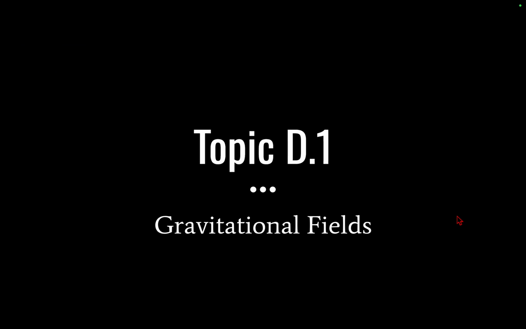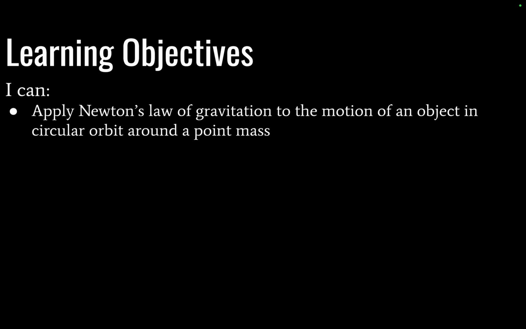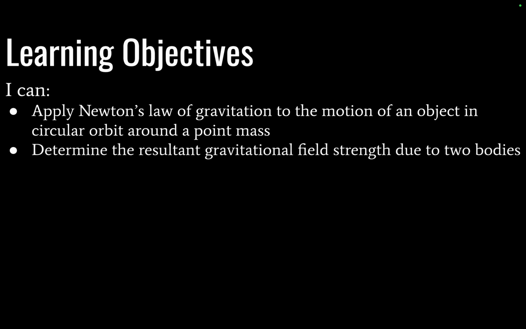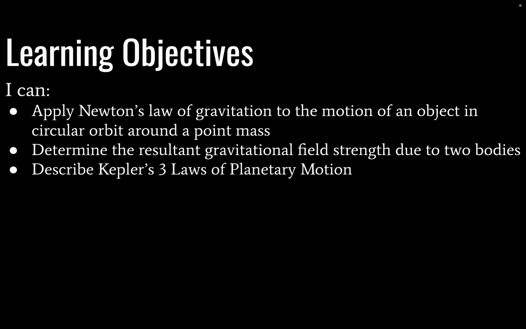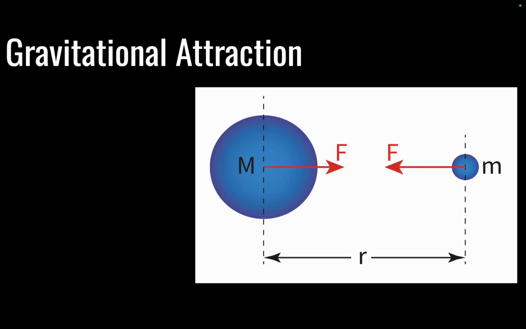Today we're talking about IB Physics topic D.1, gravitational fields. Learning objectives for this lesson will be to apply Newton's law of gravitation to the motion of an object in circular orbit about a point mass. Second, determine the resultant gravitational field strength due to two bodies. Third, describe Kepler's three laws of planetary motion. Finally, solve problems involving gravitational force, field strength, orbital speed, and orbital period.